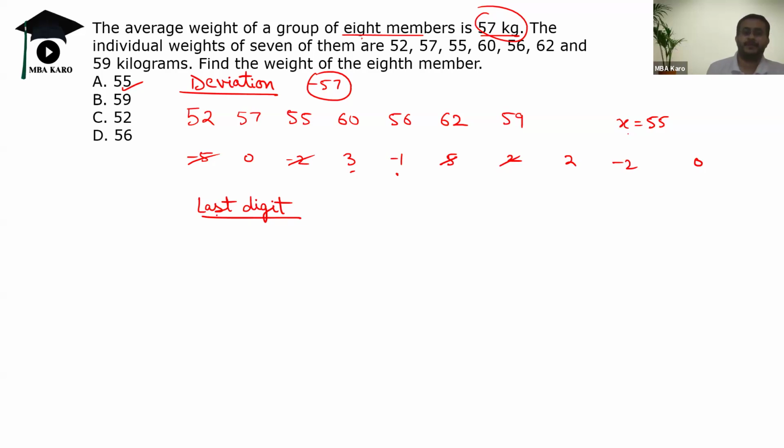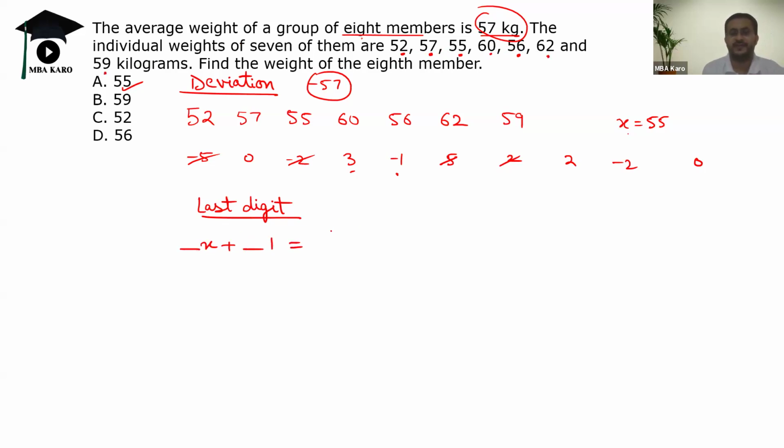Now, let us say the last digit of this number is x. Find the last digit of these. 2 plus 7 is 9. 9 plus 5 is 14 or 4. 4 remains 4 only. 4 plus 6 is 10 or 0. 2 and 9. 2 plus 9 is 11. That is 1. So last digit is 1.